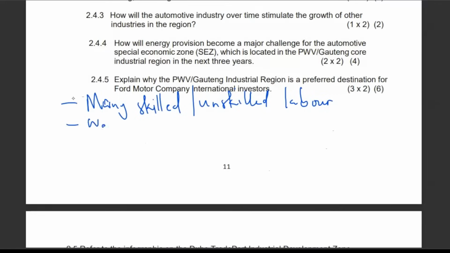Then you can also look at well-developed infrastructure. The infrastructure is well developed and is well maintained. The road networks, the railway networks, even if we need to do business by linking with air, we can also link effectively. There's well developed infrastructure.